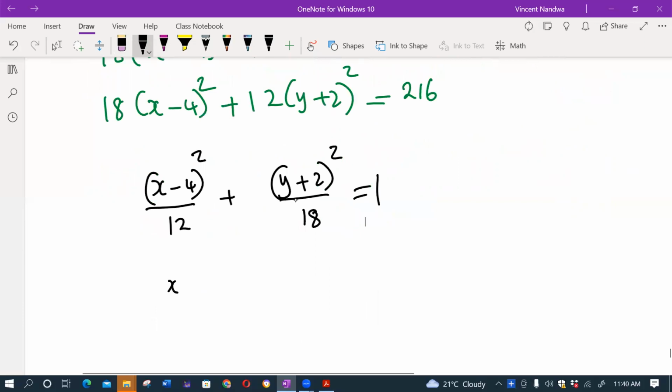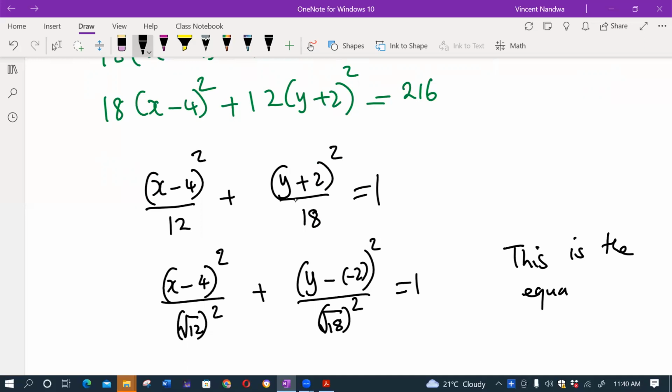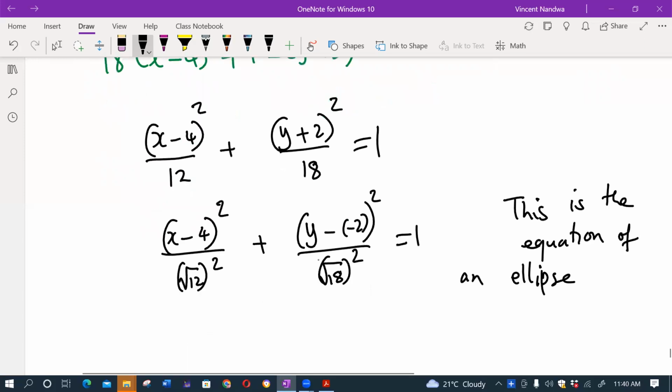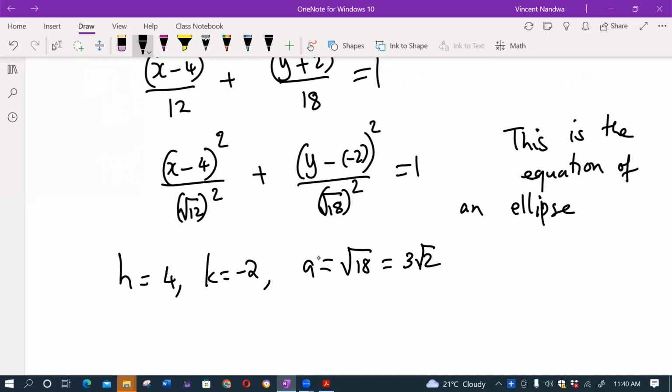So, which is the same as (x minus 4) squared over root 12 squared plus (y plus 2) squared over root 18 squared equals 1. And this is the standard equation of an ellipse. Major axis parallel to the y-axis. So h in this case is 4, k is minus 2, a is root 18, which is the same as 3 root 2, and b is root 12, which is the same as 2 root 3.